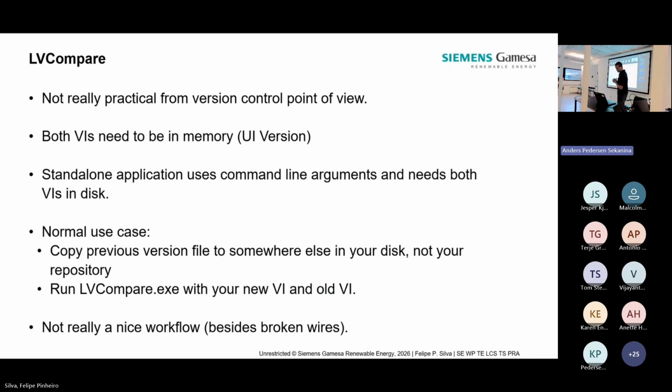Let's talk about this from a version control perspective. As we see, it's not really practical. You need to have both VIs in memory. So the UI version that we showed, the first one, you need to open both VIs. This means you will need to open the VI that you want to compare and download the other one in another place. Probably you have to open another project because that will have a conflict if you try to open both at the same time.